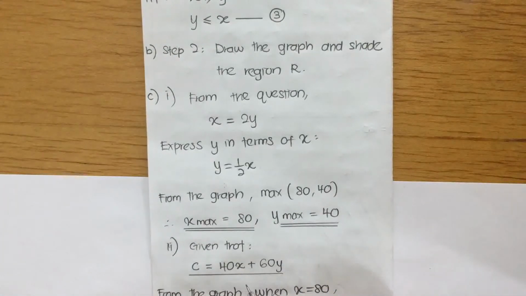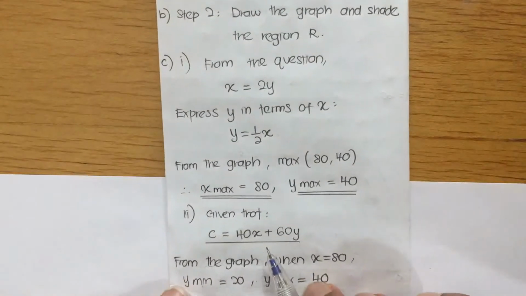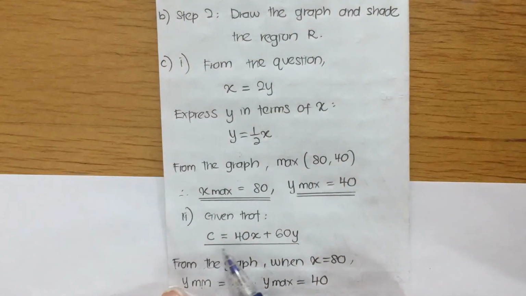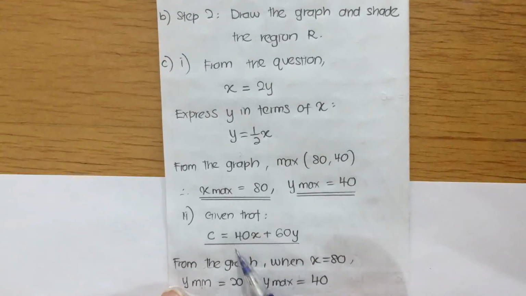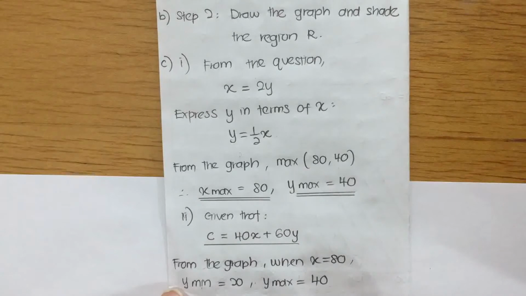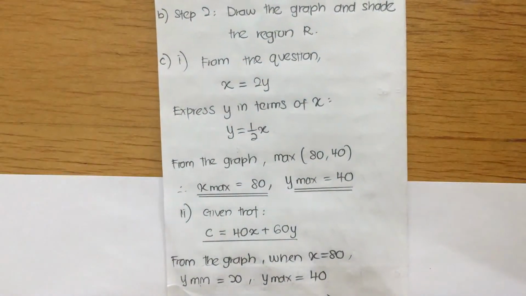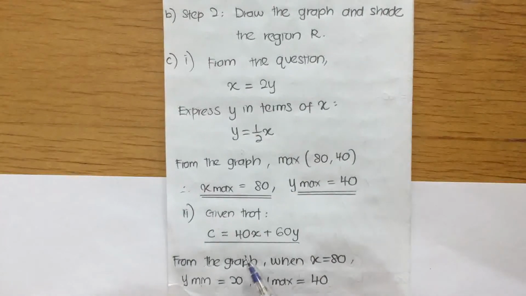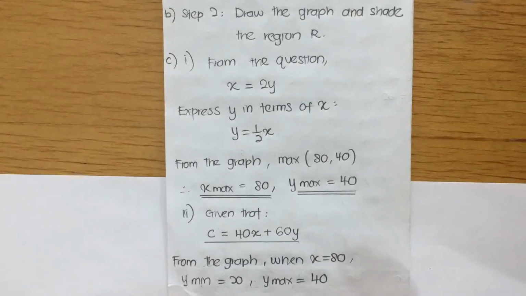Okay, moving on to the question C part 2. So given that your cost equation is equal to 40x plus 60y, 40x represents the standard, and 60y represents the deluxe. And then they mention in the question, the client decided to order exactly 80 units of the standard model. So we know that x will be equal to 80, but then we need to find which y value gives the minimum cost required.